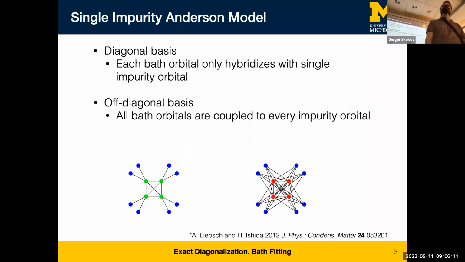And usually we have two options. We can either be in a diagonal basis. You can see this figure on the left: green is the impurity orbitals and blue is the bath orbitals. If each impurity orbital only couples to its own bath orbitals, we call this a diagonal hybridization, and this case is much easier. We can take each impurity orbital individually and perform this bath fitting for each impurity orbital separately.